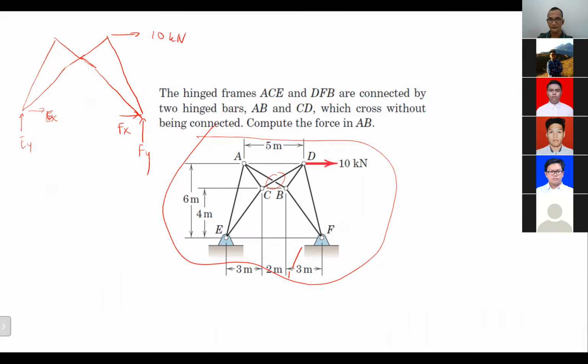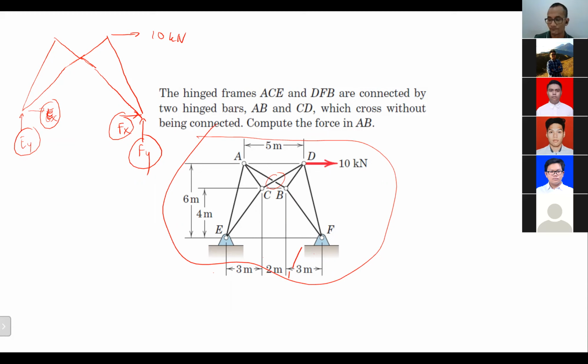We got EA, EC. Okay, how many unknowns do we have here? This one is unknowns, right? Oh yes, four unknowns. We have four unknowns. How many equations do we have for one free body diagram? This one is one free body diagram.